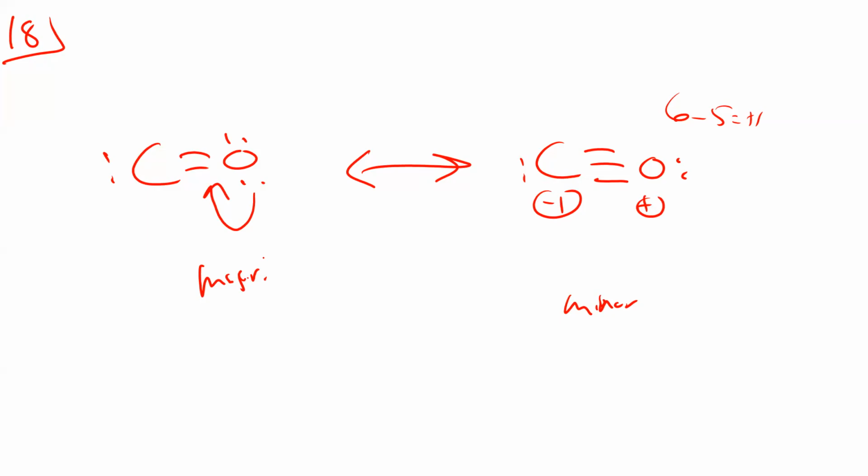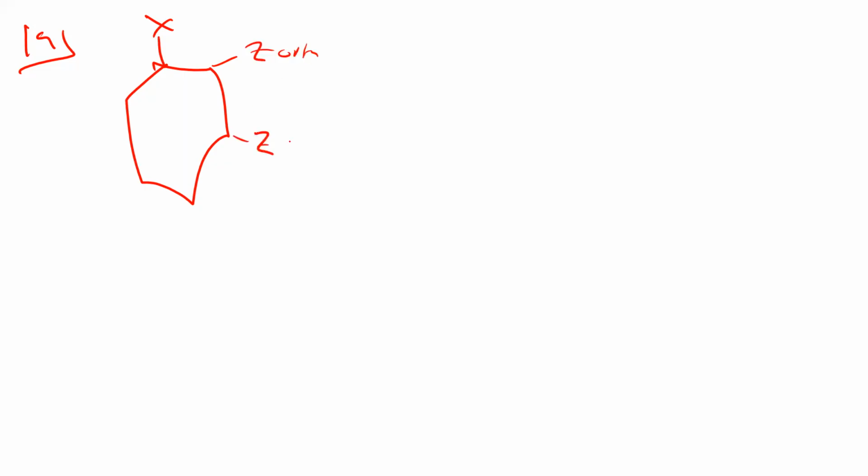All right, so that was 18. Let's go to 19. It says a cationic intermediate for the electrophilic addition of chlorine to the para position of a phenol is shown. So let me go ahead and show you something. I'm just going to draw an X, and this ortho, I'll draw it as a Z. So this would be ortho, this would be meta, and this would be para. So just keep this in mind.